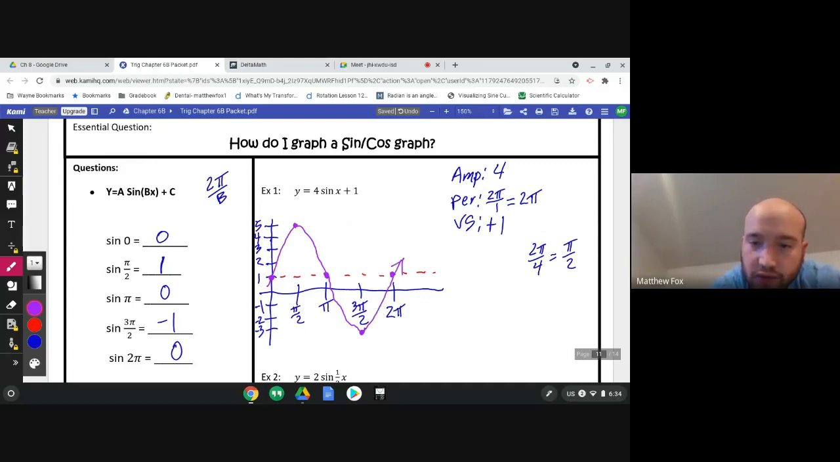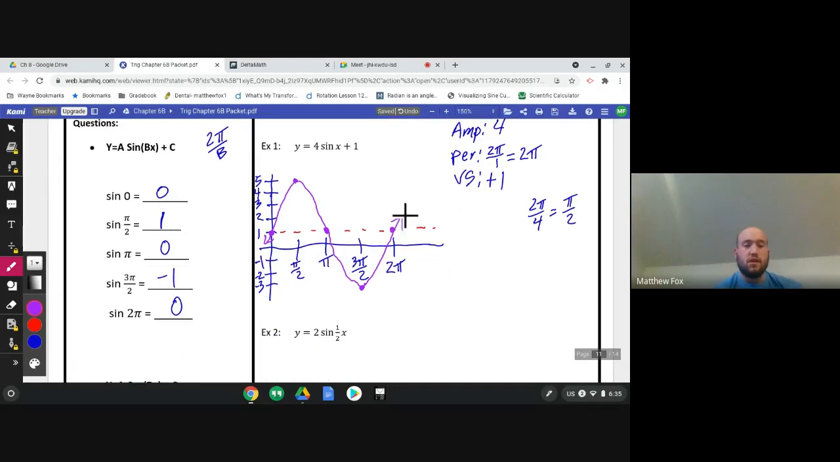And don't forget, this is just part. I'm going to put arrows on the end because it continues to go, but we have successfully graphed 1 period of this sine function. So on to the next one.